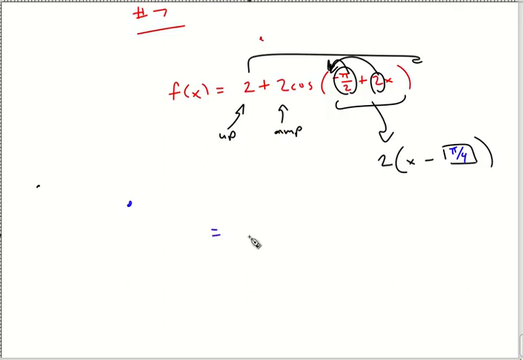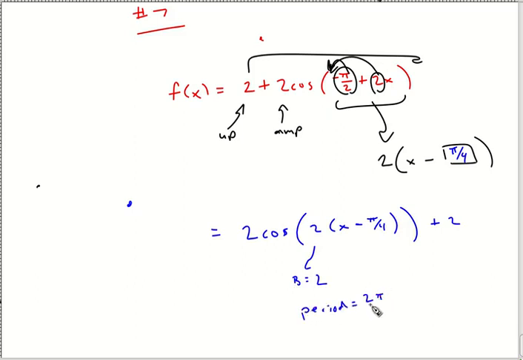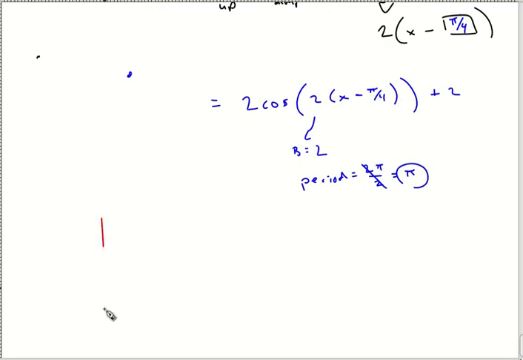So if I were to rewrite this correctly, it should be 2 cosine of 2 times x minus the pi over 4, and then on the outside the plus 2. That's that plus 2 right there, okay? Cool. Well, let's figure this thing out. My 2 is my b. That's my b equals 2. And so my period is 2 pi over b. 2 pi over 2 makes it just a pi, okay?